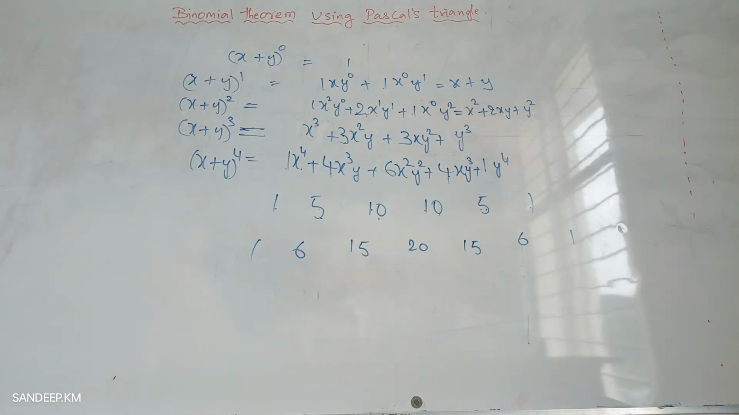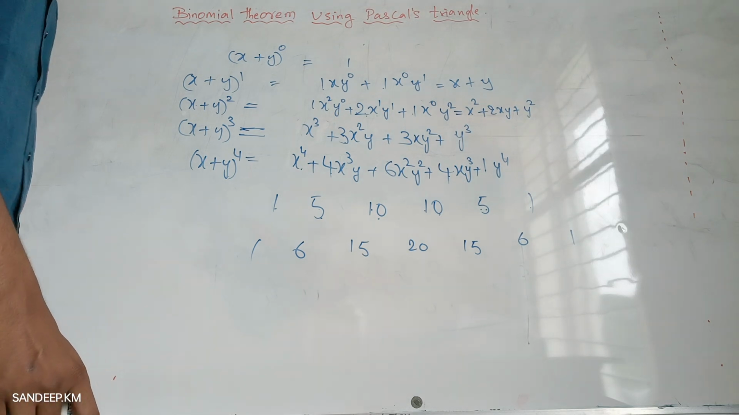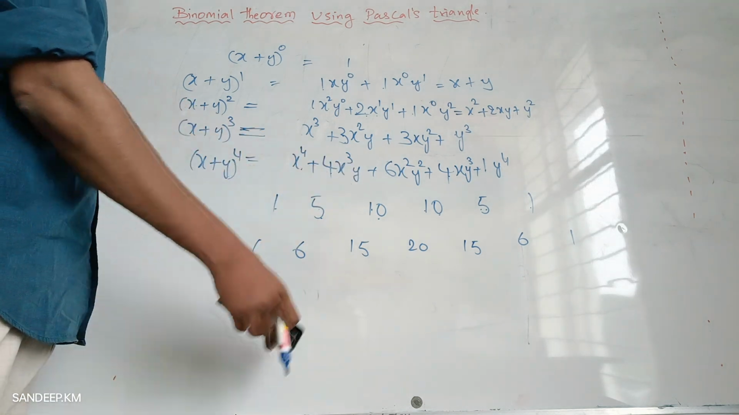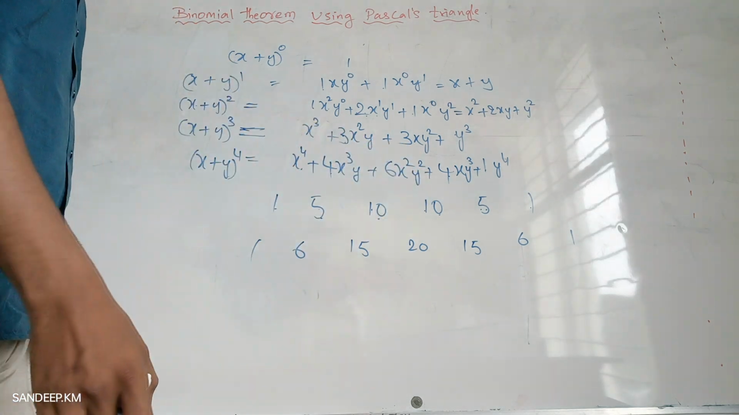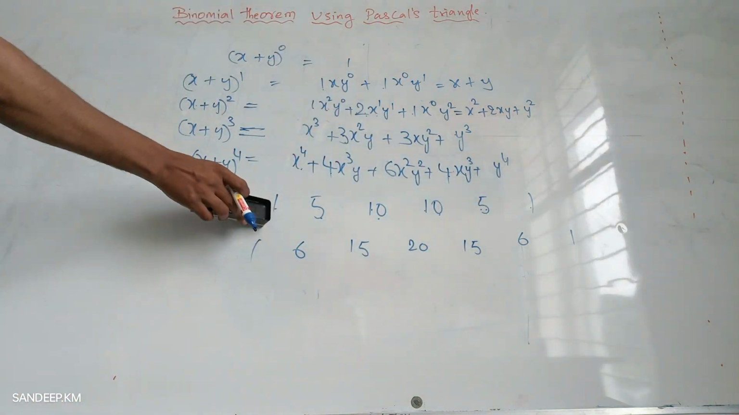So therefore, dear students, what is the expansion of x plus y whole power 4? It is 1 into x power 4, that is x power 4, plus 4x cube y, plus 6x square y square, plus 4x y cube, plus y power 4. Similarly, you can complete this.